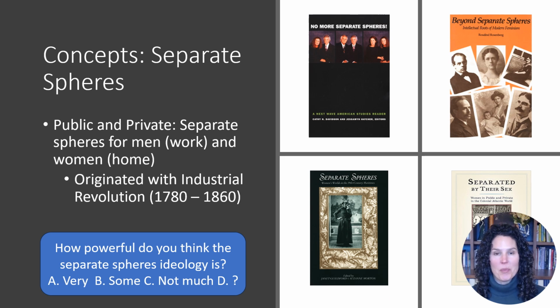You can see there's been lots of books written on the separate spheres. Separate spheres means public, meaning the world of work, and private, meaning the world of the home, and that men belong more in the public sphere and women belong more in the private sphere, or have primary responsibility for. The separate spheres ideology emerged with the Industrial Revolution. Prior to that, we didn't have as much of a sense that women belonged at home, men belonged outside of the home. But with the Industrial Revolution, we had factories and roads and railways being built.